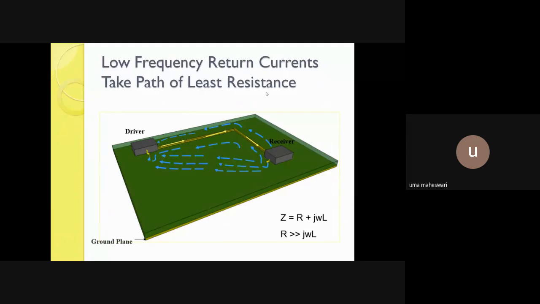This shows the driver and receiver side. Here the current from the driver goes in this direction, and the return path of the current closes the circuit like this. The second layer is actually the ground layer, so this is the first layer and the second layer. Under the first layer, the return current goes through the ground like this. At low frequency it takes the shortest path, whereas in the case of high frequency, it will not take the shortest path.